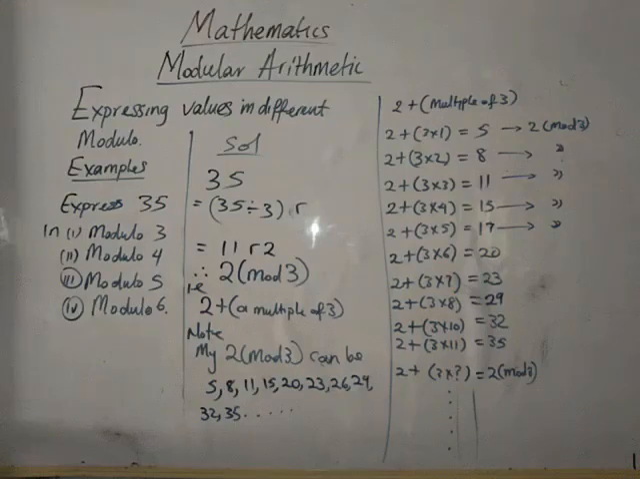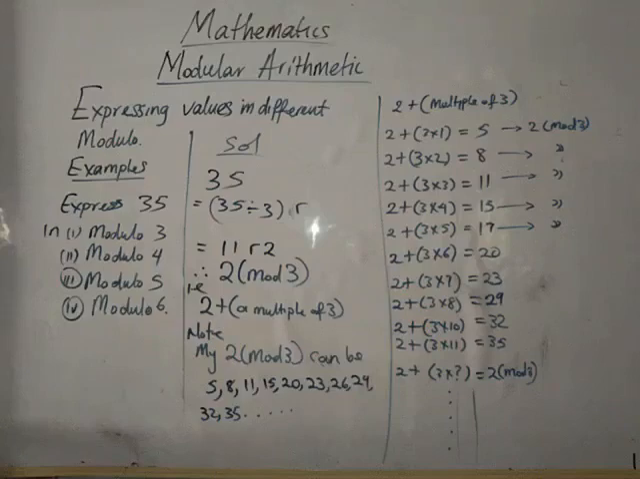Note, my 2 modulo 3 can be 5 or 8 or 11 or 14 or 20 or 23 or 26 or 29, 32, 35 or any other value that I can reduce to a remainder of 2 if divided by 3. Let's consider some of these ones that are given on the board. If I have 2 plus a multiple of 3, I'll be having 2 plus 3 times 1, which is 3, so 2 plus 3 is 5. So 5 can be 2 modulo 3.